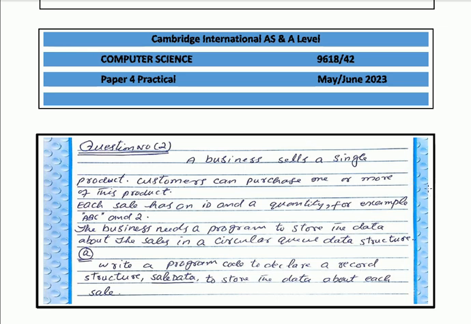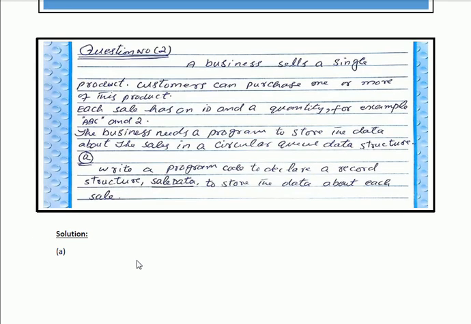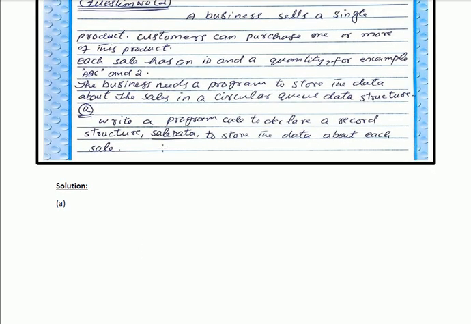In question number 2, a business sells a single product. Customers can purchase one or more of this product. Each sale has an ID and quantity, for example, ABC and 2. The business needs a program to store the data about the sales in a circular queue data structure. Part A: write program code to declare a record structure, SaleData, to store the data about each sale.